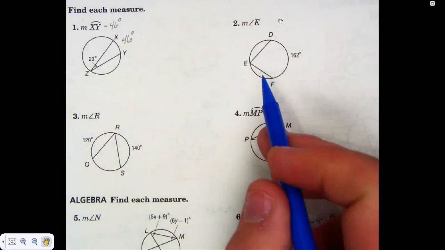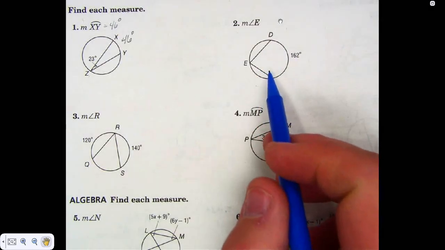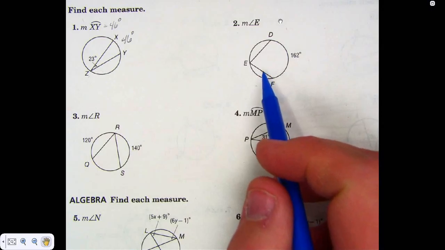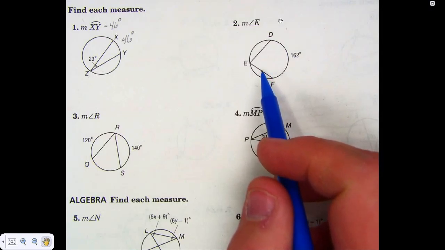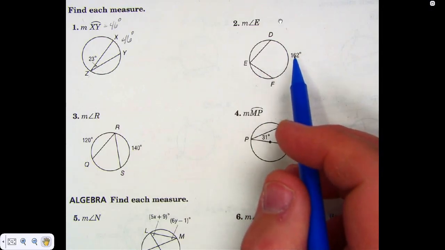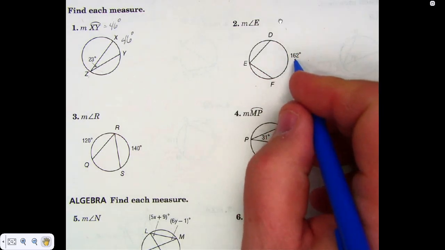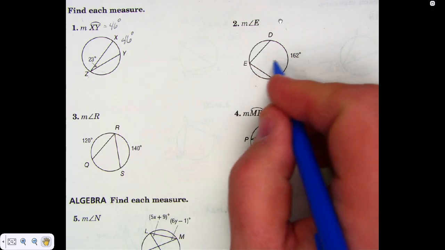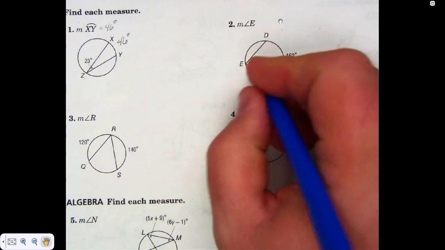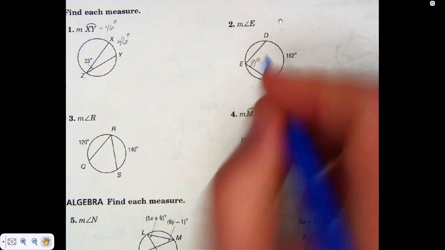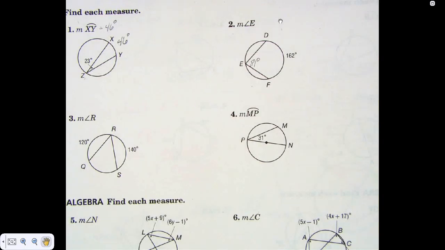Inscribed angle or central angle? Okay, inscribed angle or central angle? How does it relate to the arc it contains? So, what is the arc it contains? 162, so it has to be what of 162? So that makes this. That's hard.